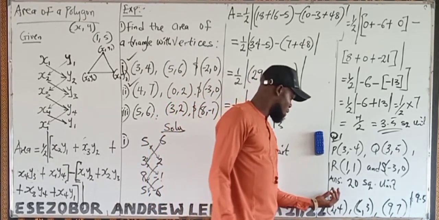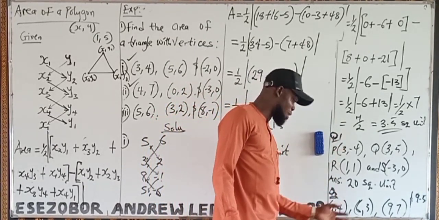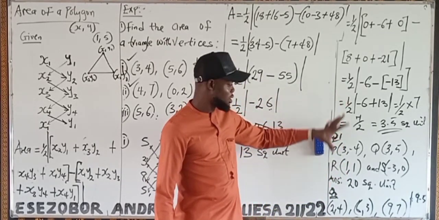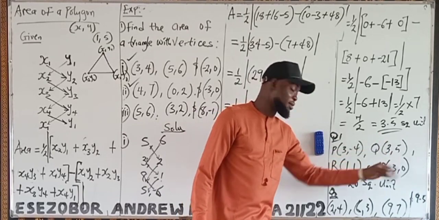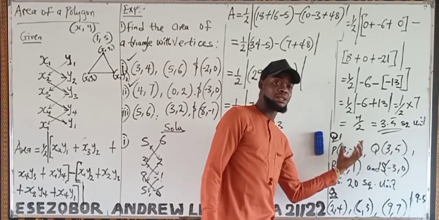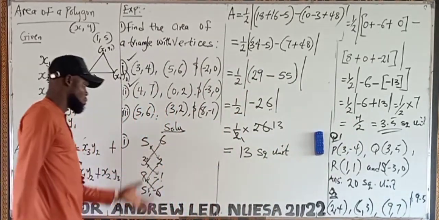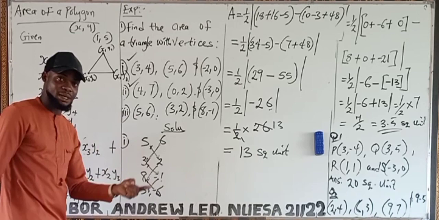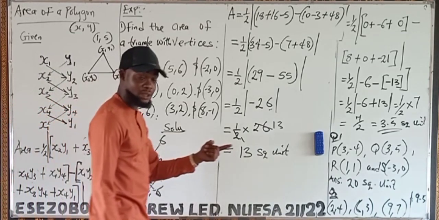Then question 2, this is question 1. Question 2 is now, find the area of a triangle. The other one is the quadrilateral with four sides. Remember to arrange the vertices, then close it with the first one, and evaluate it this way. Whether you say this side minus this side, or this side minus this side, you still get the same answer. Remember, you take the absolute value at the end of the day.